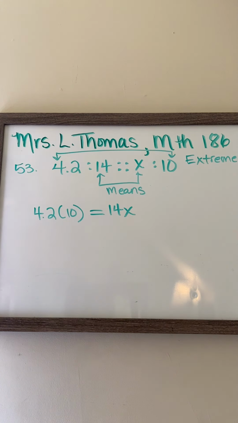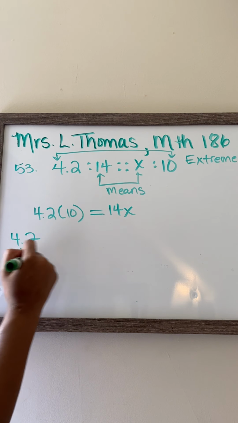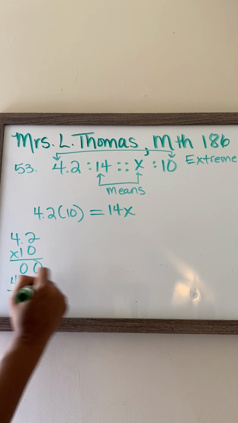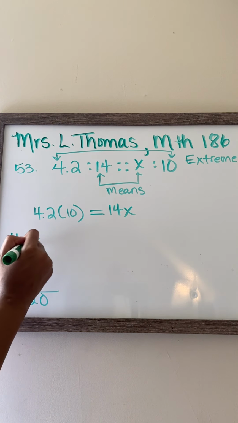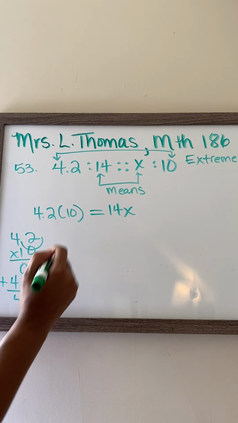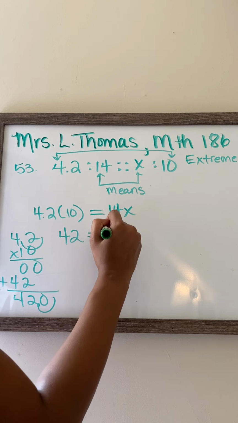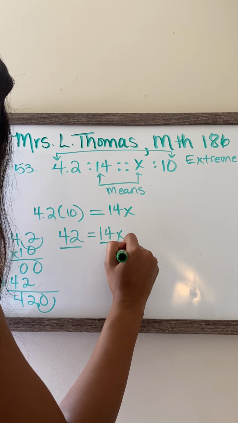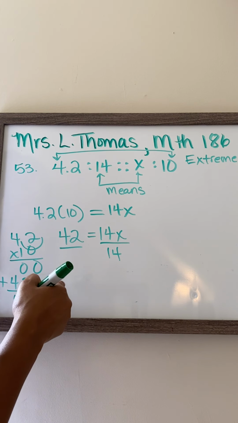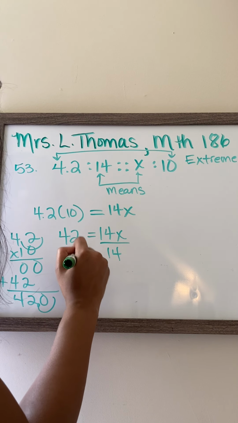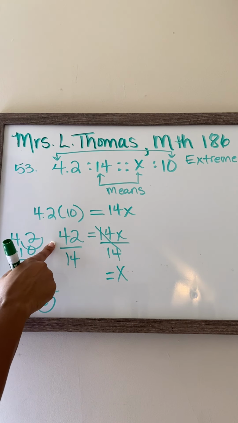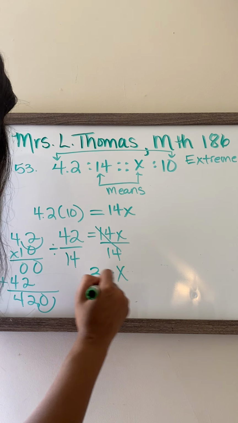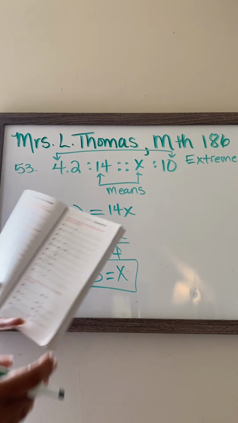4.2 times 10, if you don't have your calculator handy: 0, 0, 1 times 2 is 2, 1 times 4 is 4. The decimal place moves 1 time, so the answer is 42, equals 14x. Well, I want x to be all by itself, so divide by whatever's next to your x, next to your variable. This is called your coefficient. Divide both sides by 14. 42 divided by 14 is going to give you 3. So that's how you will operate these.